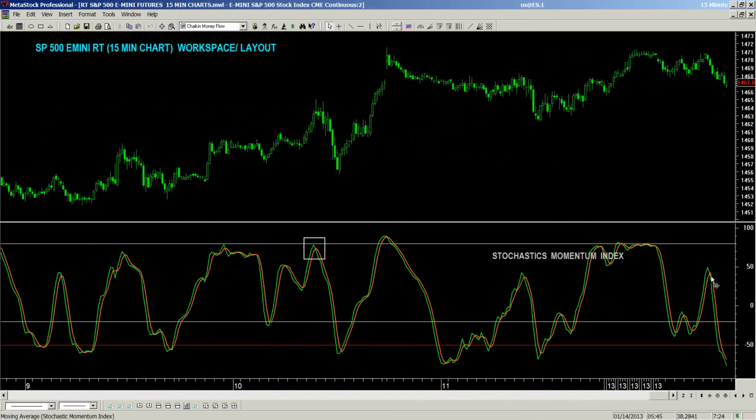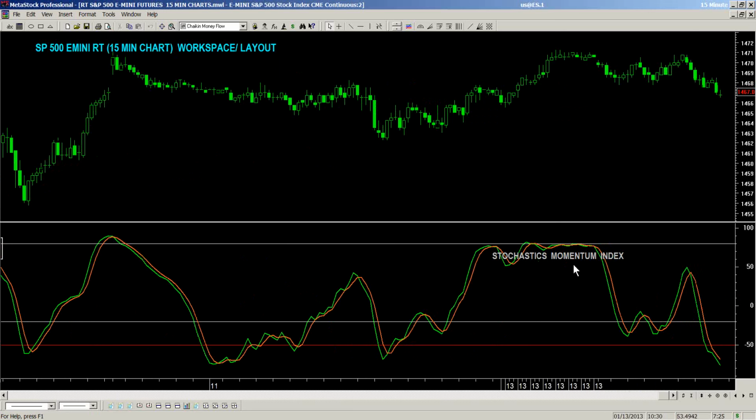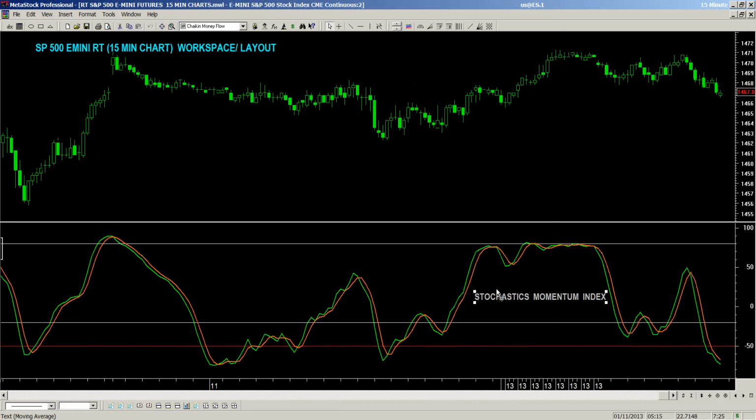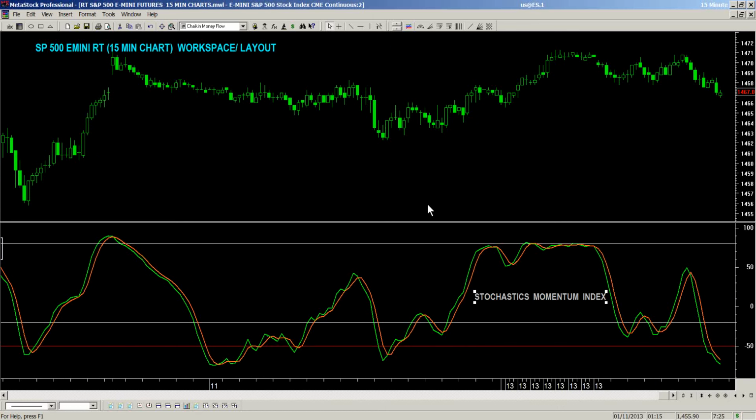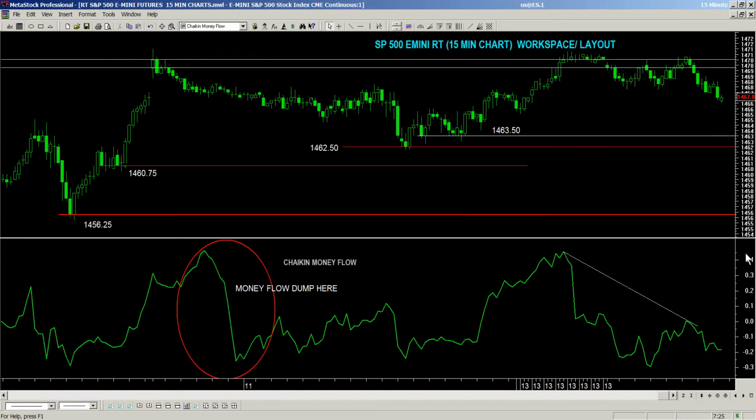Again, here the signal on the stochastic momentum before the trade is taken. Right here. 1467, flat as we speak, trading down in the money. In this case, my preferred price profit target is the 1463.50 area.